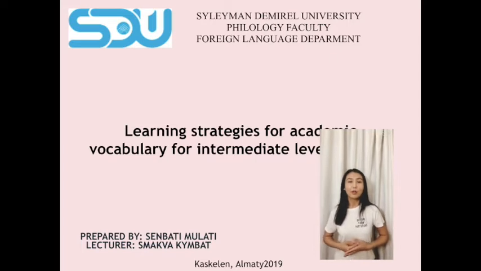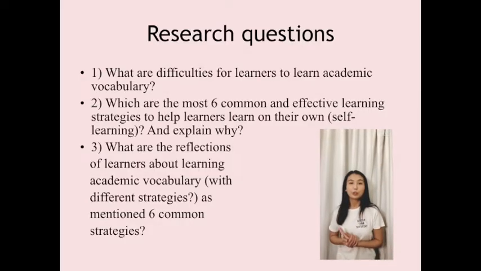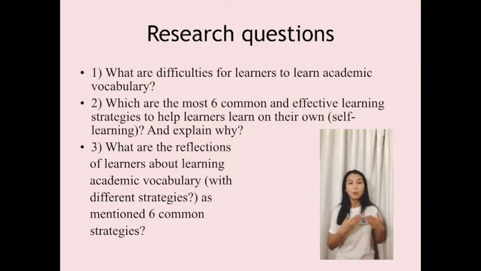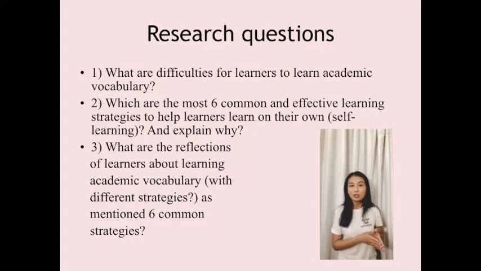Hello everyone, my research title is Learning Strategies for Academic Vocabulary for Intermediate Level Learners. There are three research questions. The first one is what are the difficulties for learners to learn academic vocabulary? The second one is which are the most common and effective learning strategies to help learners learn on their own, and explain why. The third one is what are the reflections of learners about learning academic vocabulary.